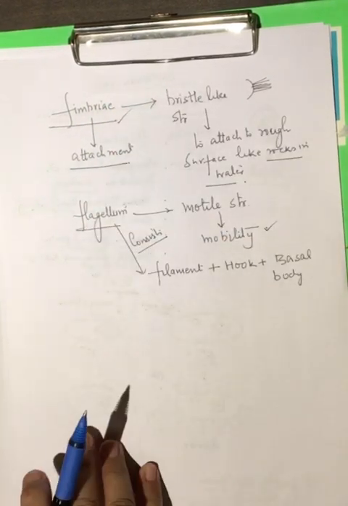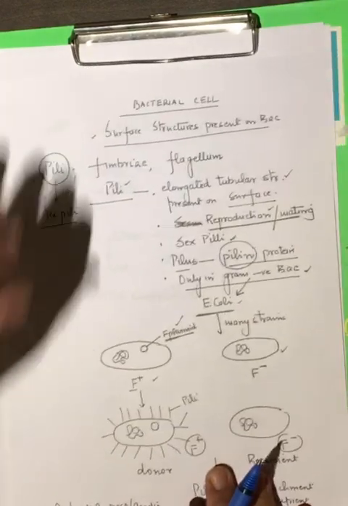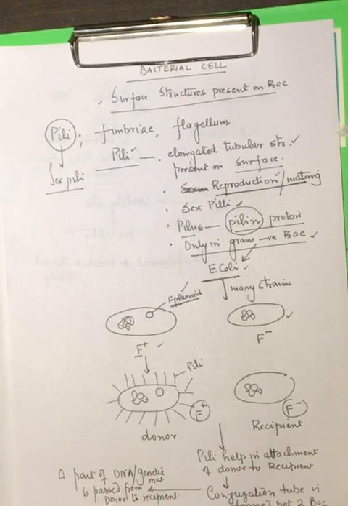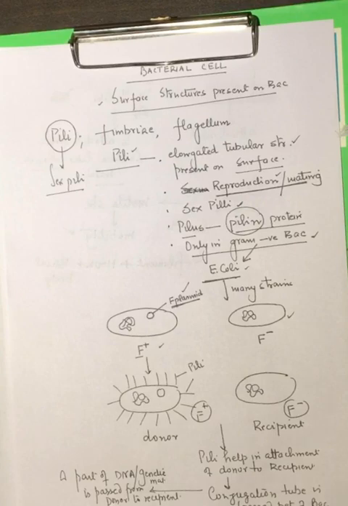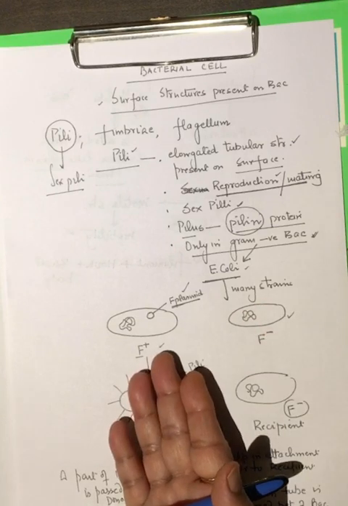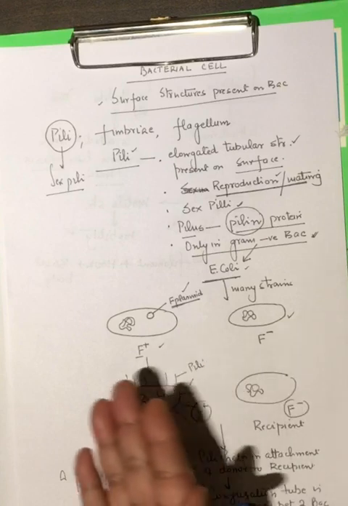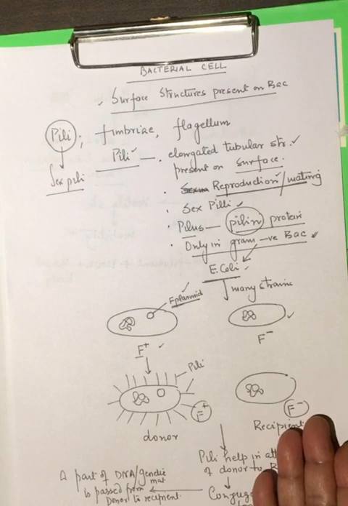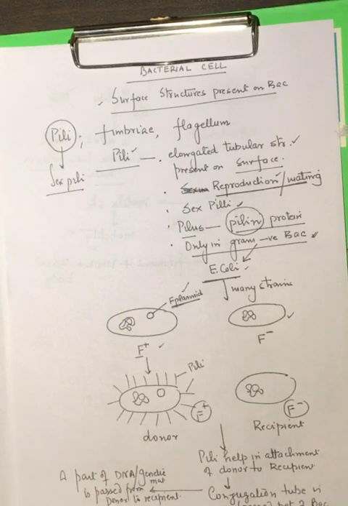The fimbriae help in attachment to rough surfaces, and the pili are the sexual structures which help in a primitive type of sexual reproduction, or they help in the mating. They are only found in gram-negative bacteria, and those such as E. coli, because most of the work has been done in E. coli, so we'll talk in that reference. The E. coli which have F plasmid, only those will have pili, the others will not have pili. And these pili will help in mating, no?